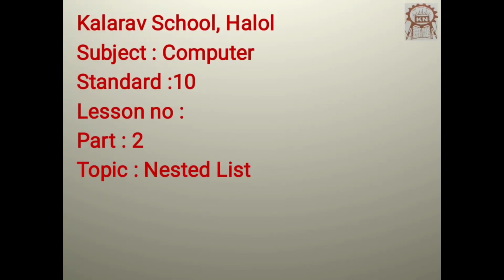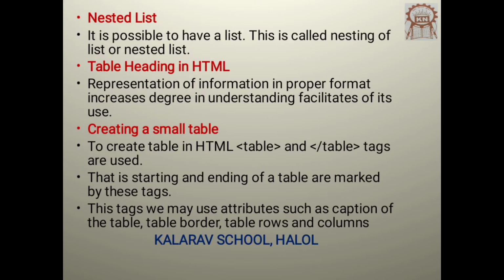Today we teach about nested list. It is possible to have a list. This is called nested list. It means a list that appears as an element in another list. In this list, the element with table in HTML is a nested list.